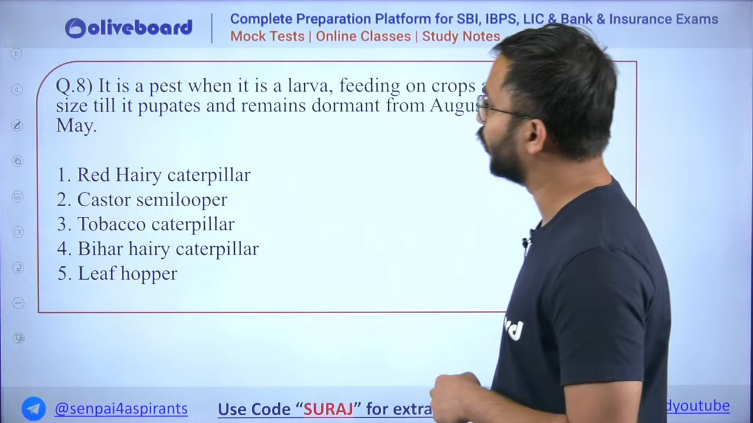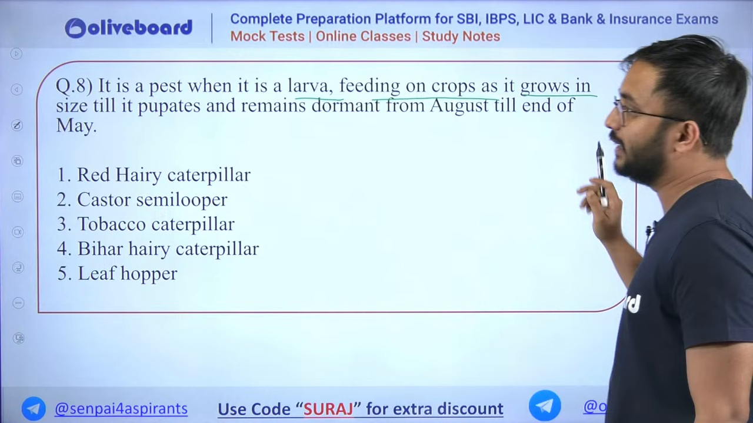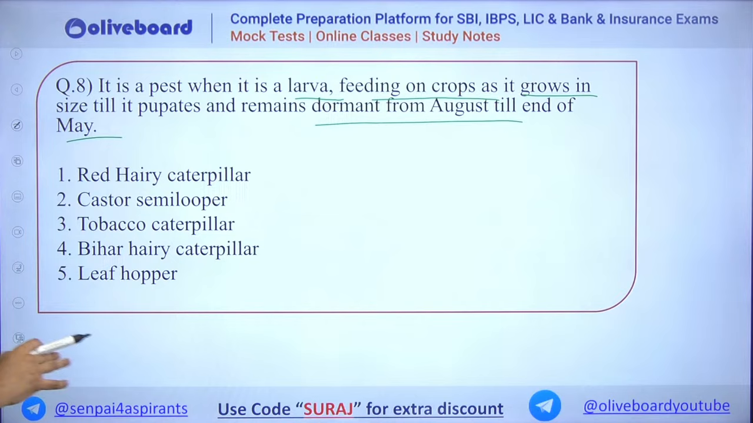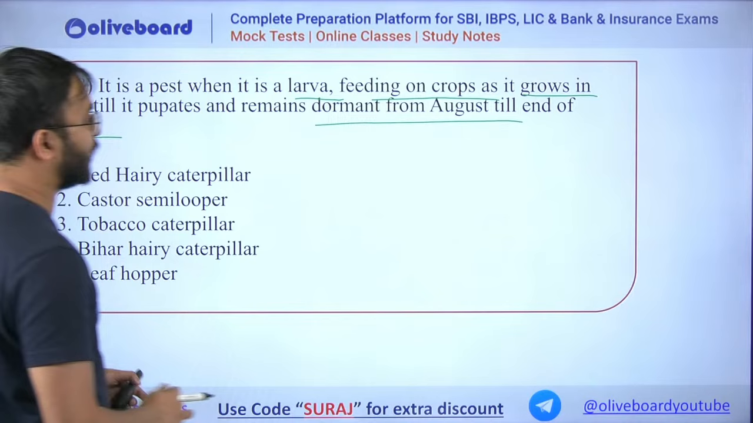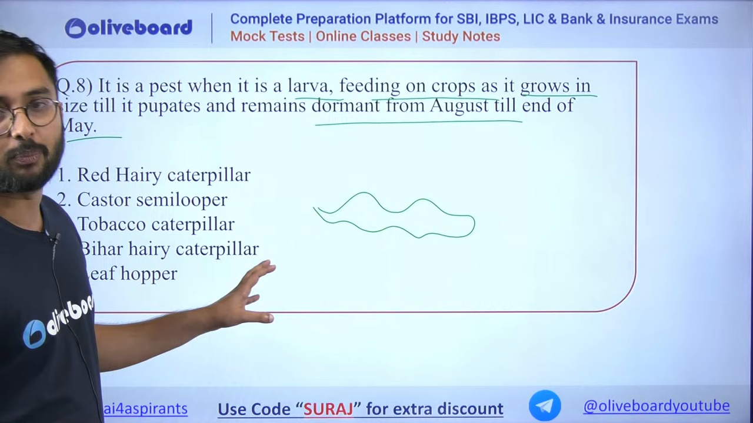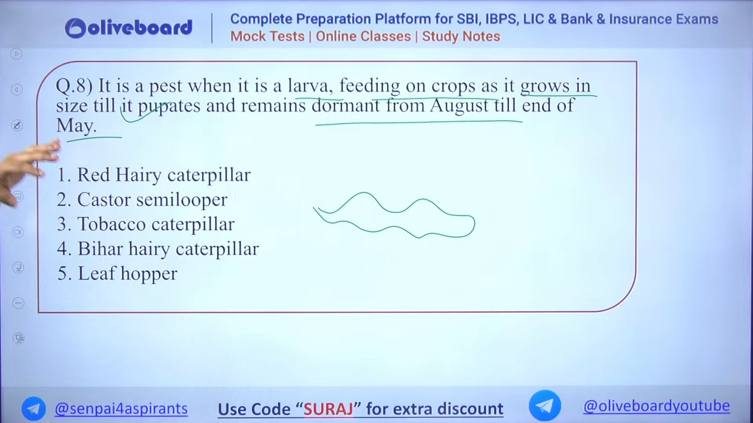It is a pest when it is in larva, feeding on the crops, and it grows in size till it pupates and remains dormant from August till the end of May. Which type of insect are we talking about? So, try to understand, when it is a larva, it is a pest. That means it eats up your crop. It feeds on the crop and grows till it pupates and then remains dormant from August till May. Now, which insect are we talking about?